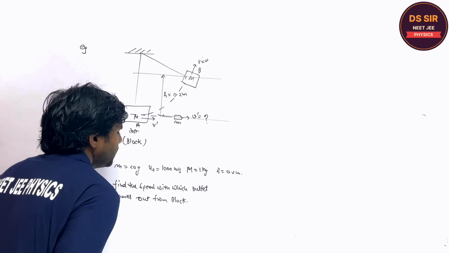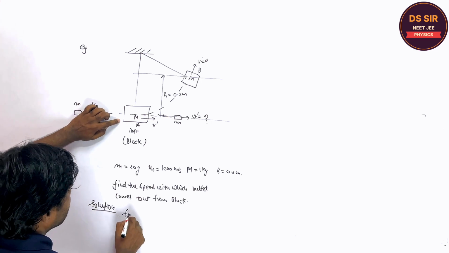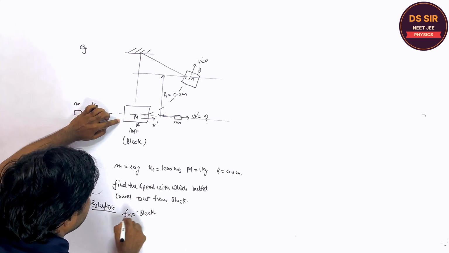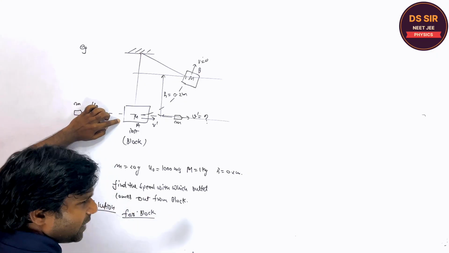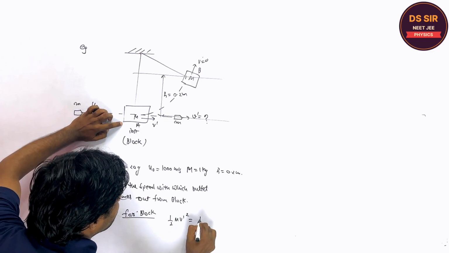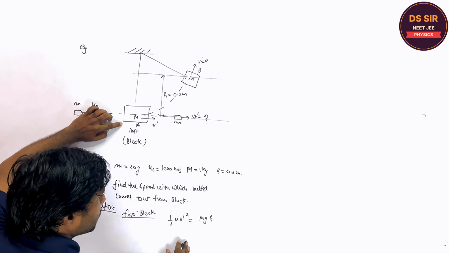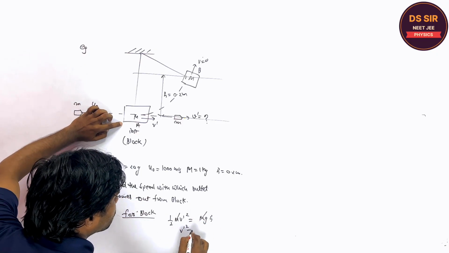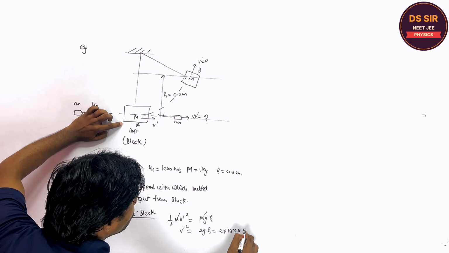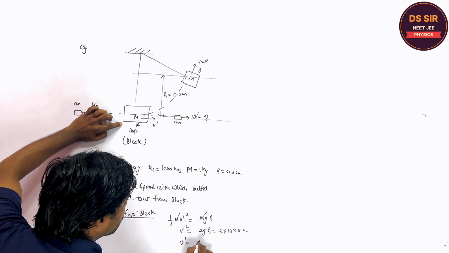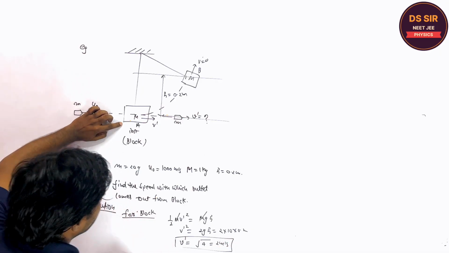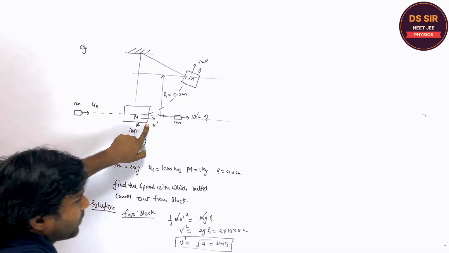How to find it? We will apply conservation of energy for the block, that is, this kinetic energy is converted into mgh. The mass will cancel out, v dash square is equal to 2 into g into h, 2 into 10 into 0.2. So v dash is equal to root 4, which is 2 meter per second. So the common velocity v dash is equal to 2 meter per second.